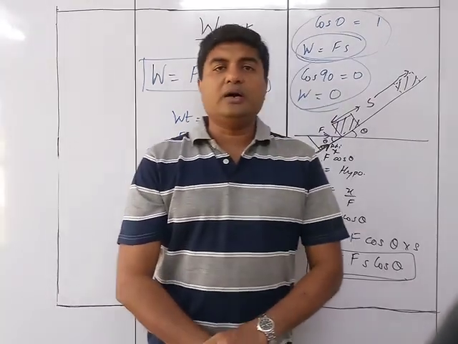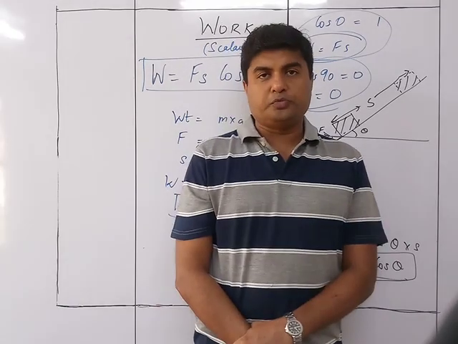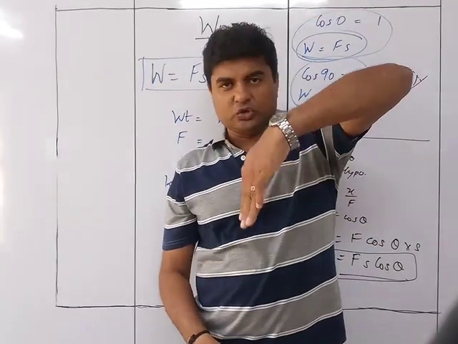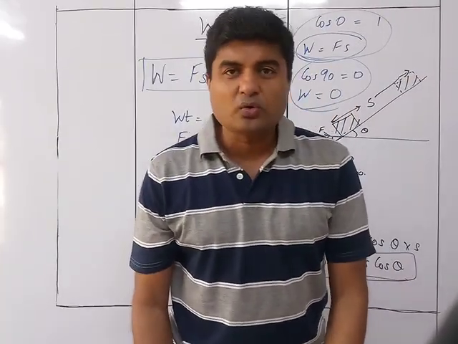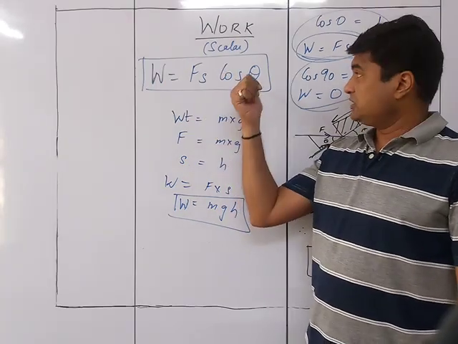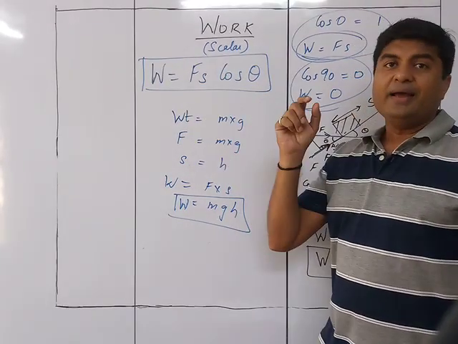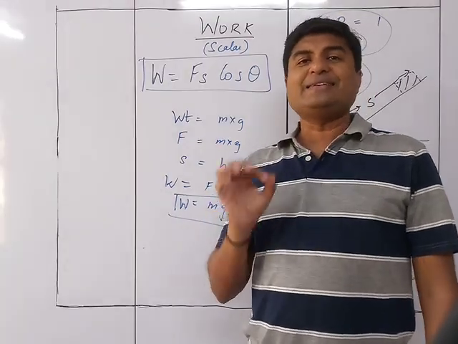Another condition is a case wherein the displacement is normal to the force, meaning the force applied is this way but the displacement is this way. This particular thing is going to change your answer, because in cos theta, theta is 90 degrees, and you know that cos 90 is 0.